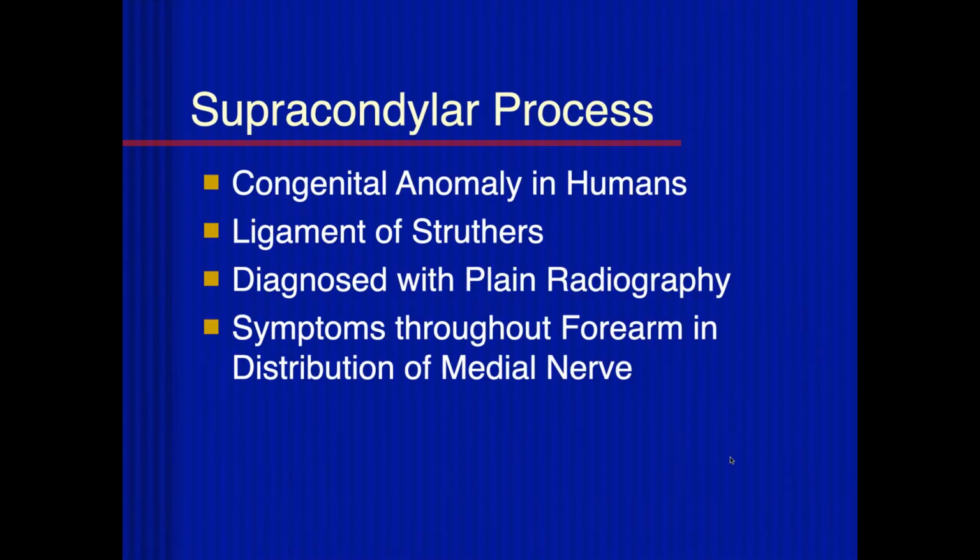So let's start with the supracondylar process proximally. It's a congenital anomaly in humans. It's at the attachment of the ligament of Struthers, typically diagnosed on plain films.